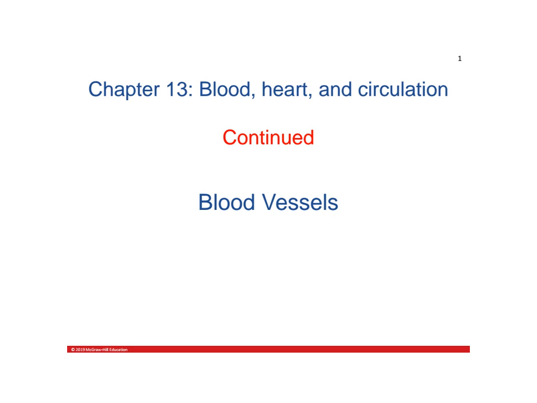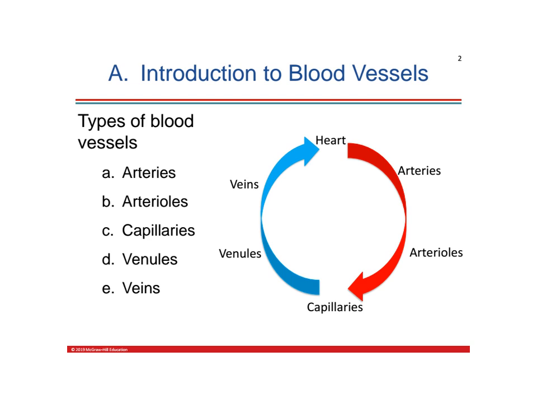The topic of this lecture is blood vessels. Recall that arteries are blood vessels that carry blood away from the heart, whereas veins are blood vessels that carry blood towards the heart. This means that in the systemic circulation, the arteries will contain oxygenated blood and the veins will contain deoxygenated blood. And the opposite is true for the pulmonary circulation. In the pulmonary circulation, the arteries will contain deoxygenated blood and the veins will contain oxygenated blood.